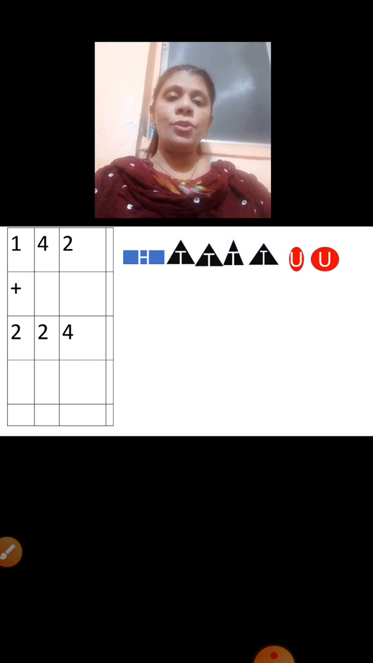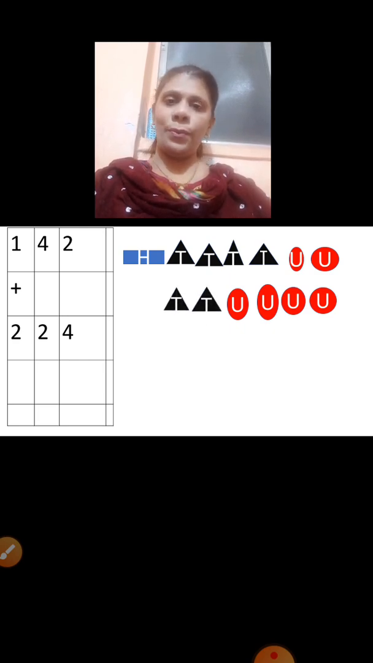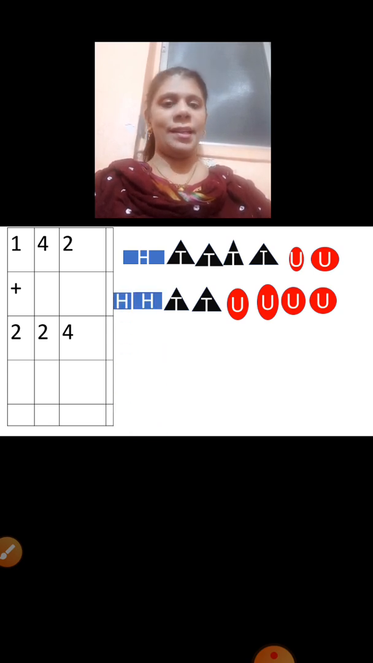224. Okay. So which number is in units place in 224? Correct. 4. So how many units we are going to draw? 1, 2, 3 and 4. Okay. And which number is in tens place? Correct. Number 2. So how many tens? 1 and 2. And which number is in hundreds place? Number 2. So how many hundreds? 1 and here comes 1.